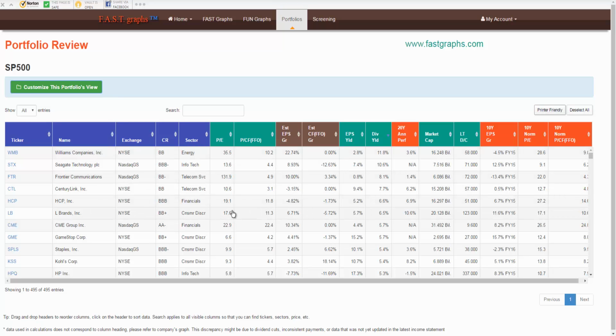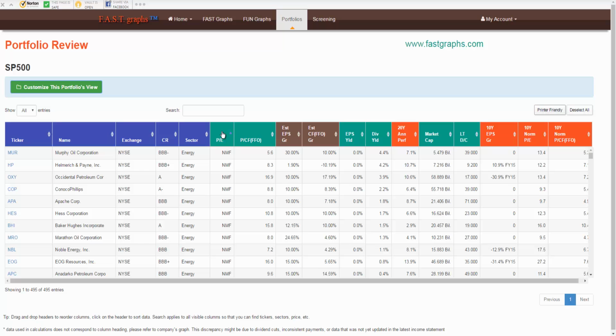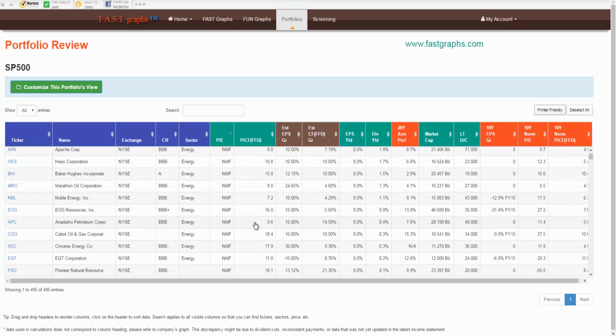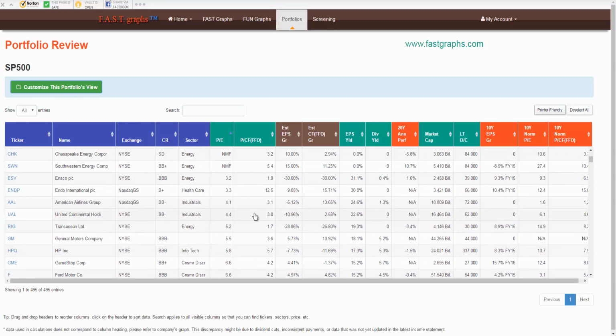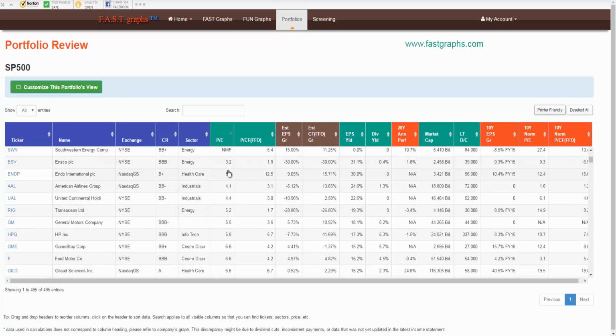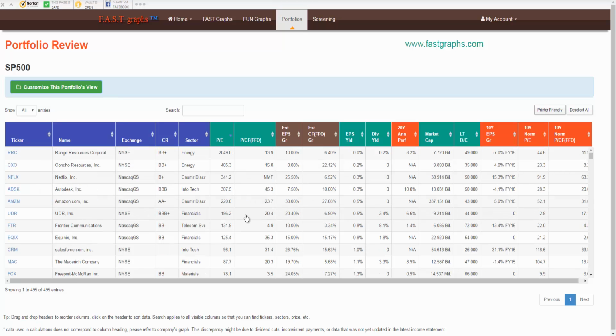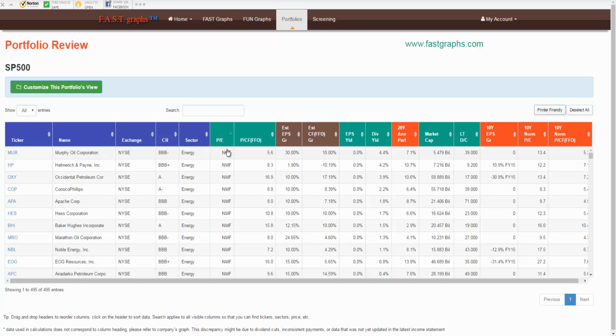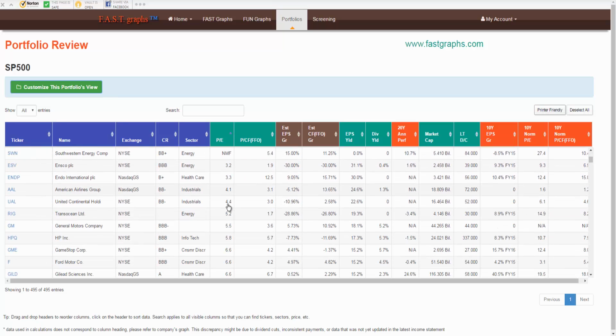But one of the interesting parts of this feature, and I'm going to start by focusing on the PE ratio here, is if you click in the header of the column here, it will organize these by lowest to highest. In this case, I've got lowest shown up here, so you can look for the companies in the S&P 500 with the lowest price earnings ratios. And if I click it again, it will show the highest PE ratio. So this becomes a very quick valuation reference, if you will.